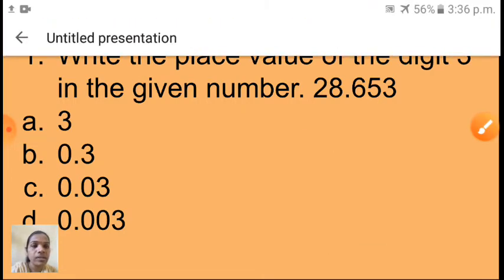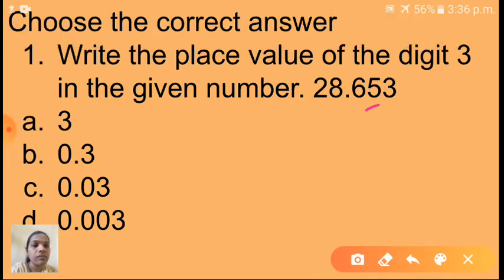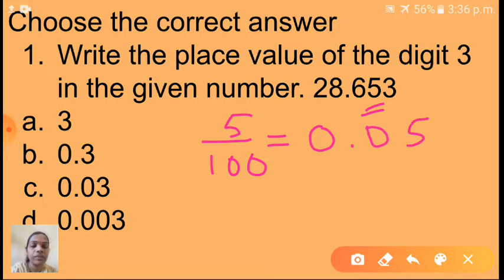And next number is 5. 5 is in which place? Yes, 5 is in hundredth place. That means you can write 5 upon 100. So what will come? What is the place value of this 5? 0.05. Isn't it children?